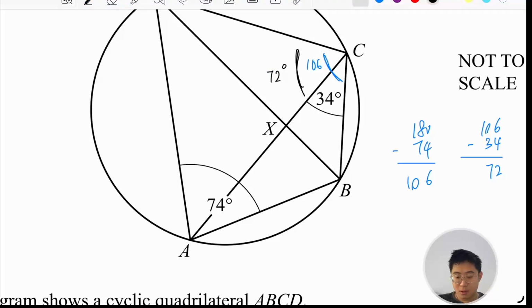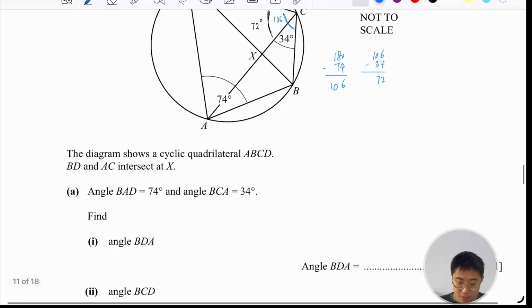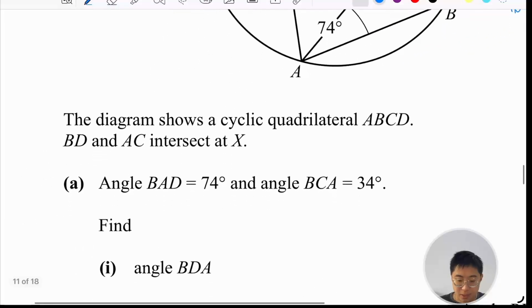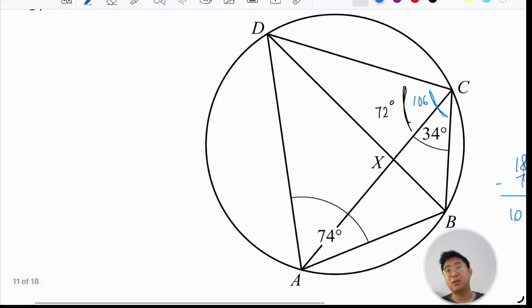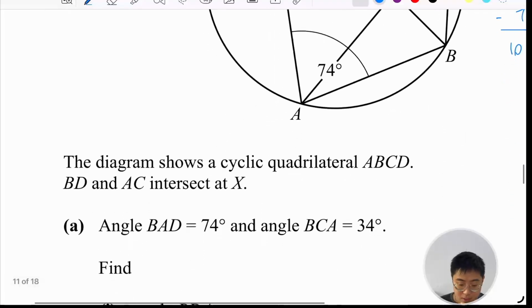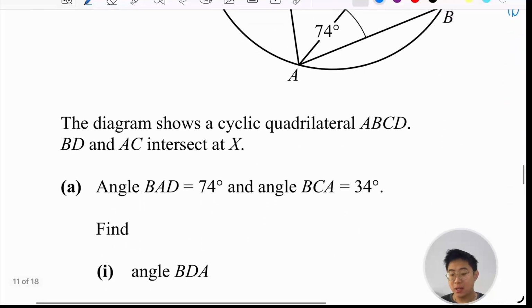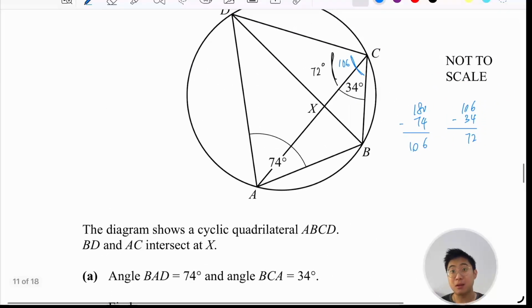Okay. Now, I haven't even started the question. This is just based on the word cyclic quadrilateral. I know that opposites add up to 180. So I want to figure out what each point is. Okay, and then they intersect at X. Okay, perfect. That means opposite angles are the same. And then BAD 74, BCA 34, they've labeled both of these in, which is good.